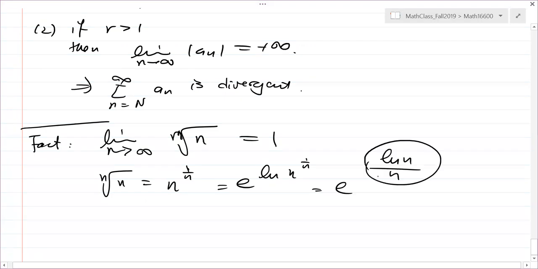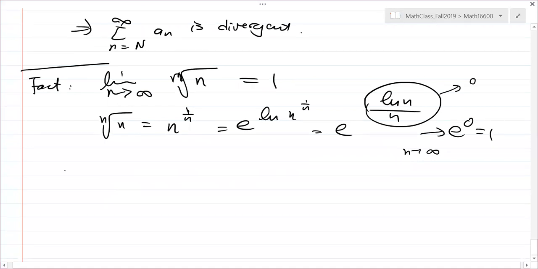And I think the exponent approaches 0. Why? Natural log of n grows slower than n. Or you can apply L'Hôpital's rule for the corresponding function. So this approaches 0, so this approaches e to the 0, which is 1, as n approaches infinity. That's the idea, so we use that.